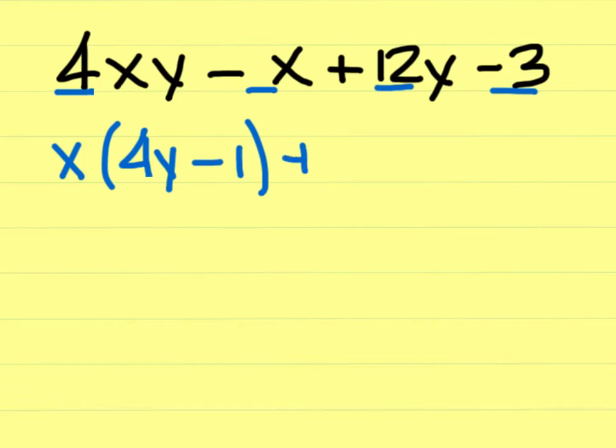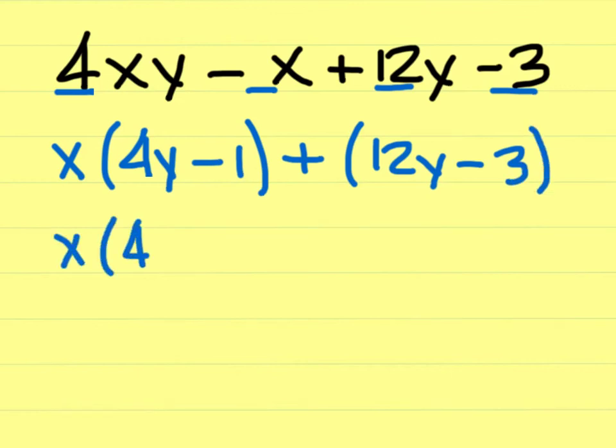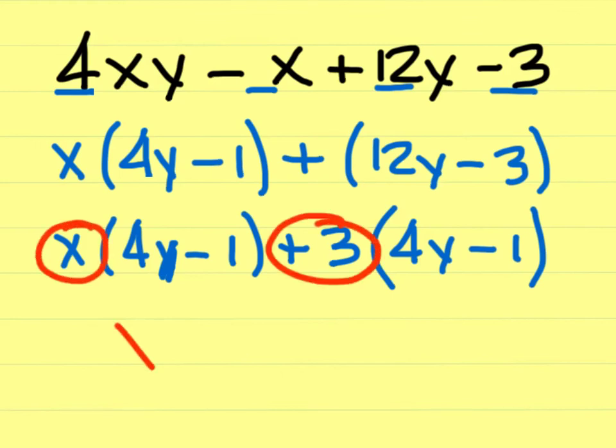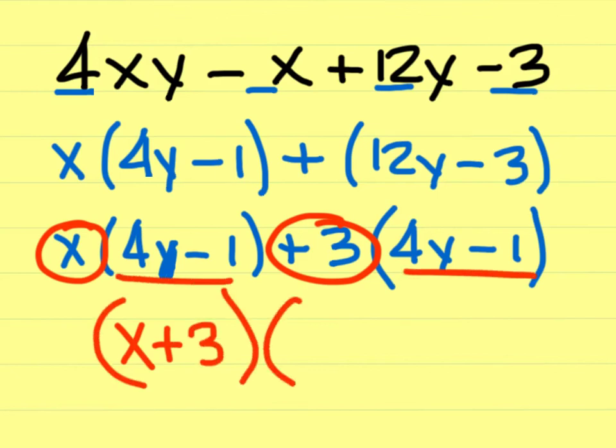Then on the back end, I have plus 12y minus 3. Recopy the front part, and then try to factor out on the back side. You can take out a 3 from both of those. And when you divide each by 3, you're left with 4y minus 1. So that does work out. You need this and this, x plus 3, and then just one of these, 4y minus 1.